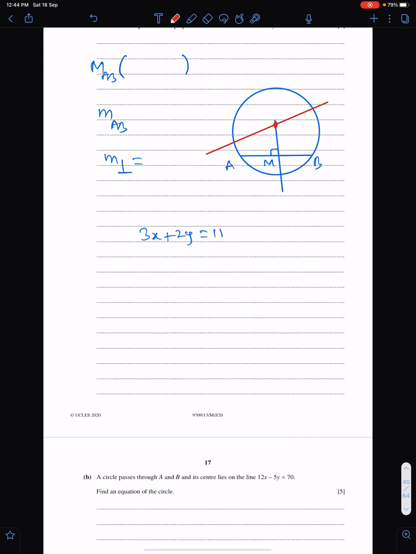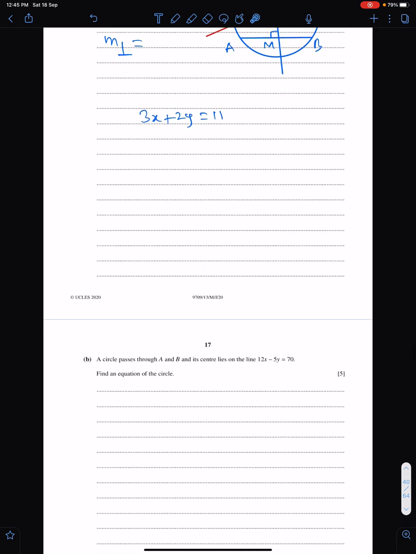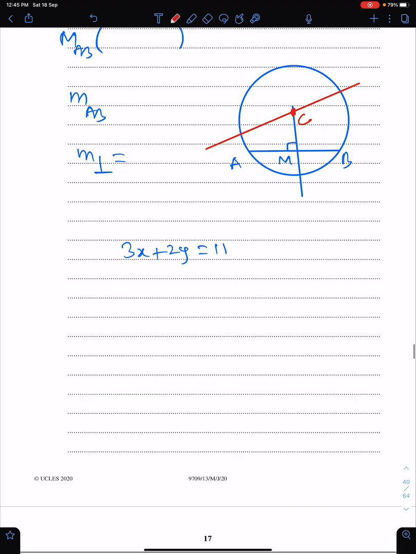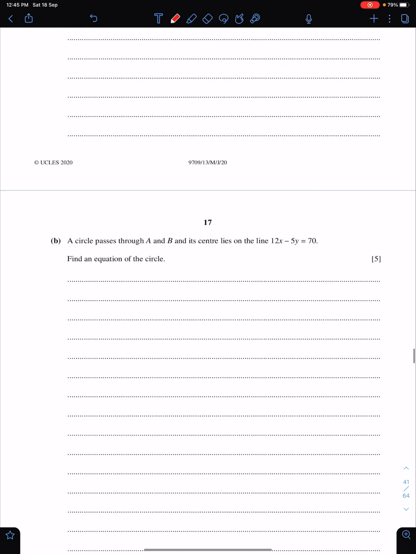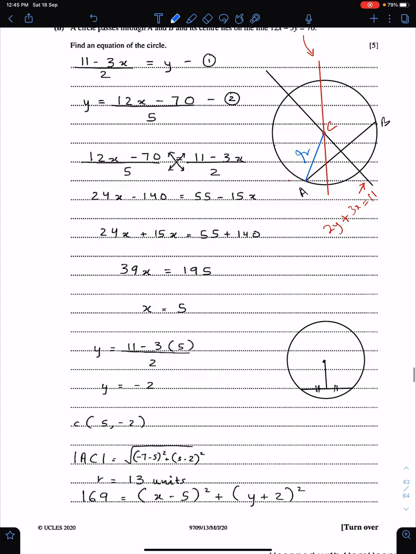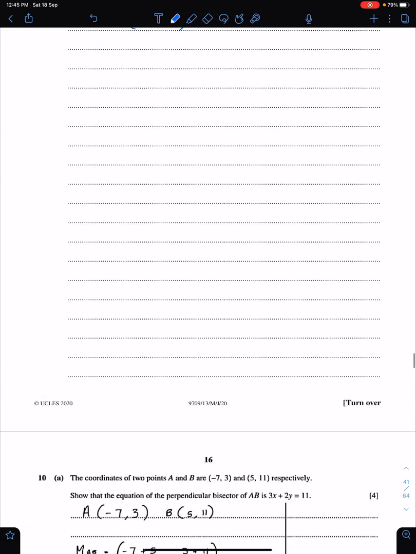So the center is the point of intersection of this line and this line. You just need to solve these two equations simultaneously to get the coordinates of the center. This is equation number 1 and this is equation number 2. So for the center of the circle, solve equations 1 and 2 simultaneously. So the coordinates of the center are (5, -2).